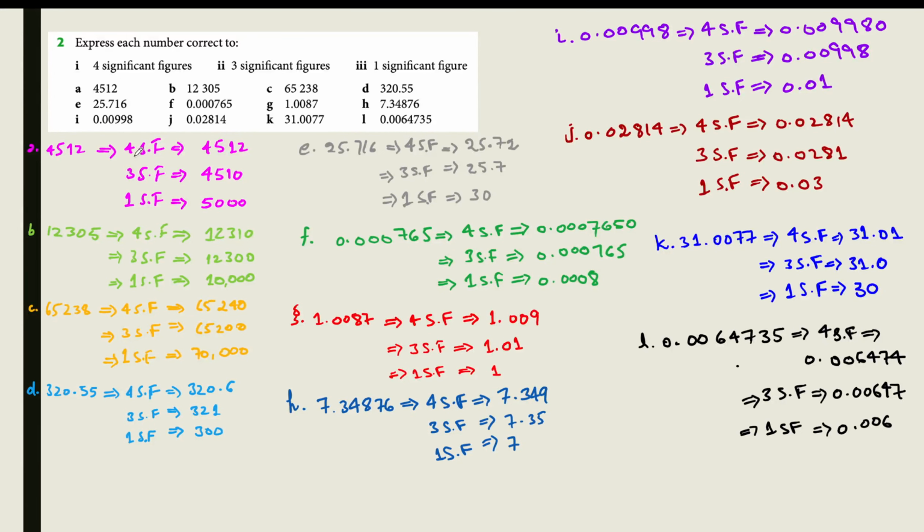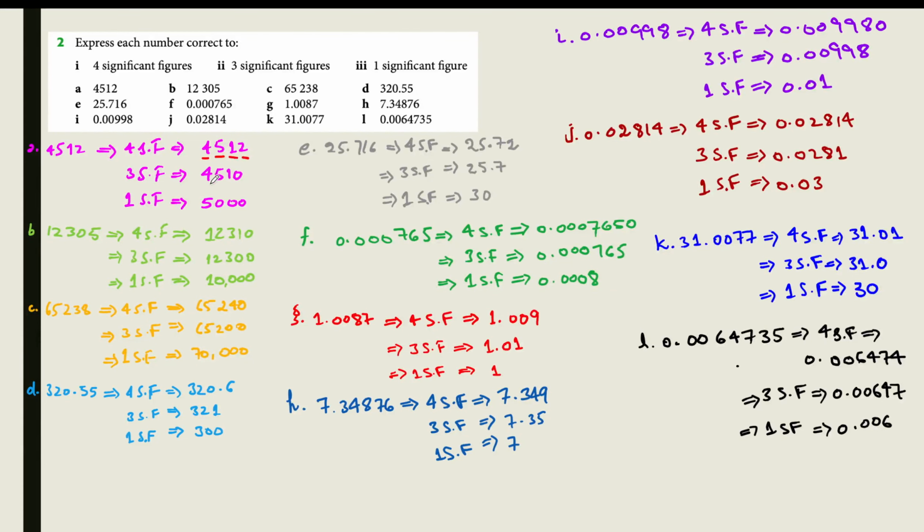If we express it in 4 significant figures, as you can see, 4 is the first significant figure, 5 is second, 1 is third, 2 is fourth. So it's already in 4 significant figures. All figures are significant and it's already in 4 significant figure form. Therefore, we will keep it as it is.